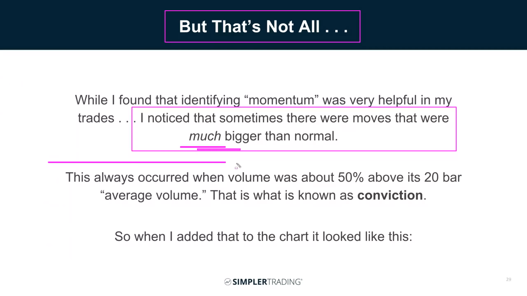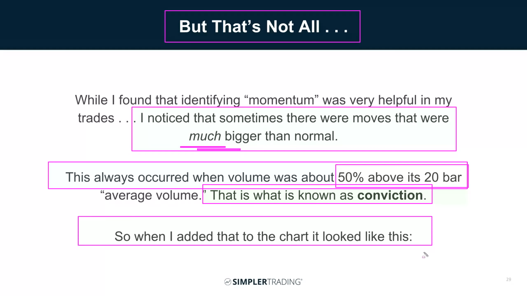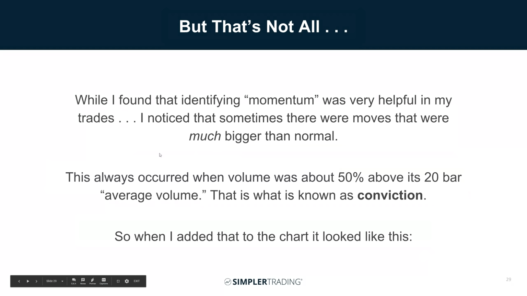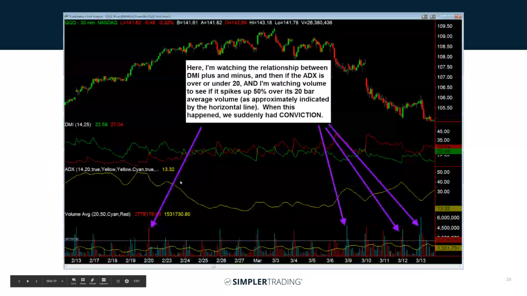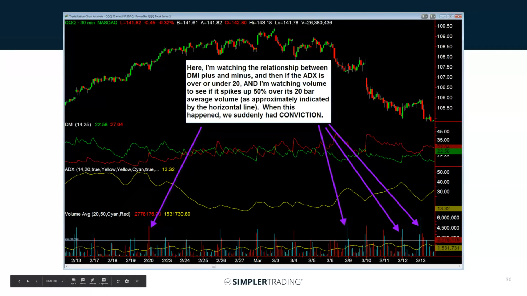And this always occurs when the volume was about 50% above its 20-bar average volume, okay? Again, this always occurred when volume was about 50% above its 20-bar average volume. This is what is known as conviction, okay? So when I added that to the chart, it looked like this. Can you have red bars when it's going up? Not for very long, usually, because remember, if it starts losing momentum, they'll just turn yellow. But we'll look at some recent examples here too.